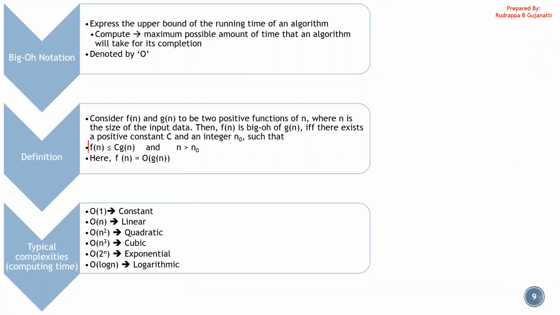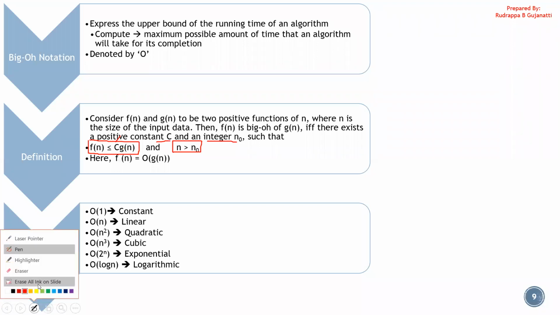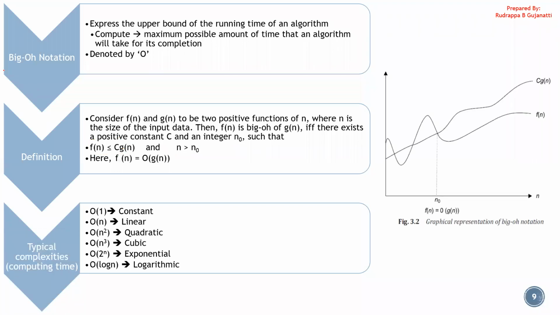So remember, f of n should be less than or equal to c times g of n, where c is a positive integer and n should be greater than n naught. These two values will identify whether f of n is BigOh of g of n. Here we can just see an example that they have provided. This line is just an example of what they are representing.